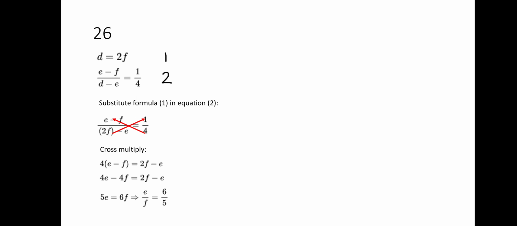Now we need to work out what the ratio of e to f is. In other words, what is e divided by f? From the formula 5e equals 6f, if we do e over f, then we need to do 6 divided by 5. Basically we just rearranged the formula to get e over f, and doing so would give you 6 over 5. So that means that the ratio of e to f is 6 to 5.